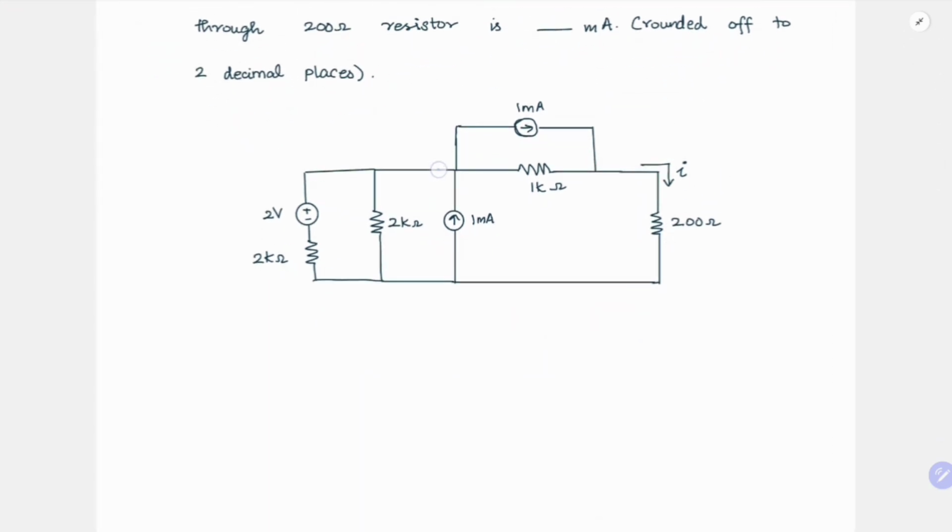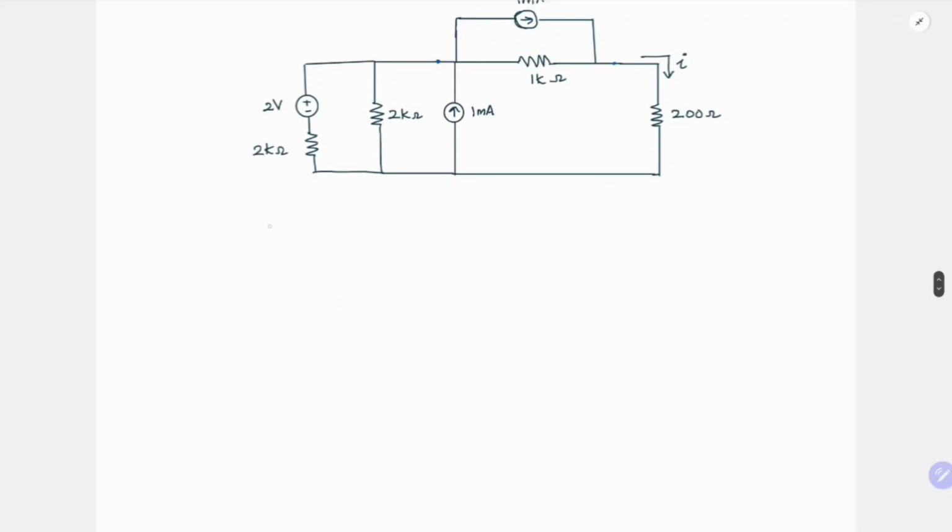If we directly try to set up the equations of KCL and KVL and solve it, it will look cumbersome. So what we are going to do is use the source transformation technique. Source transformation.